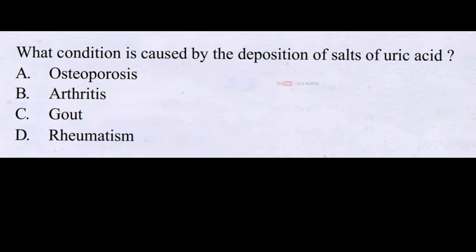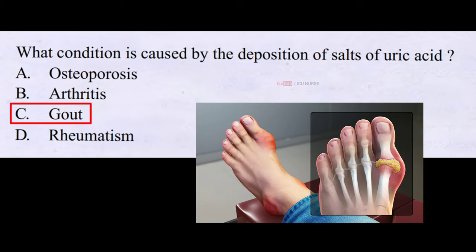What condition is caused by the deposition of salts of uric acid? A. Osteoporosis, B. Arthritis, C. Gout, D. Rheumatism. And the correct answer is C. Gout. Gout is a type of arthritis that occurs when extra uric acid in the body forms crystals in the joints. The crystals cause pain and swelling.